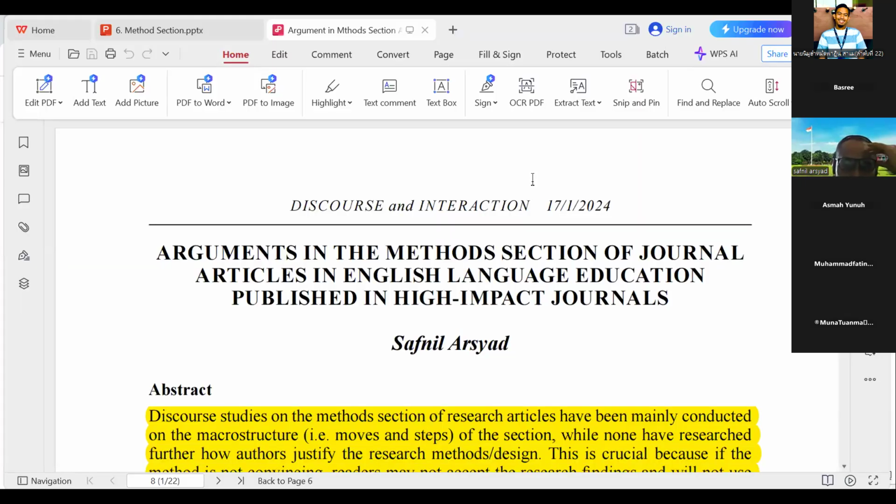Okay, now let me show you the article. So this is the article that I have just published: Arguments in the method section of journal articles in English language education, published in high impact journals. So this is, as the question before.